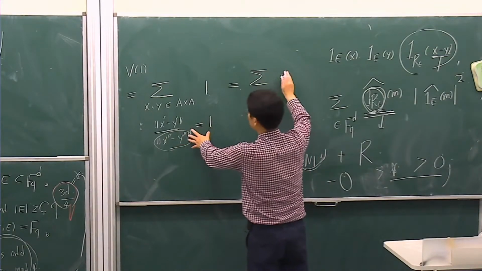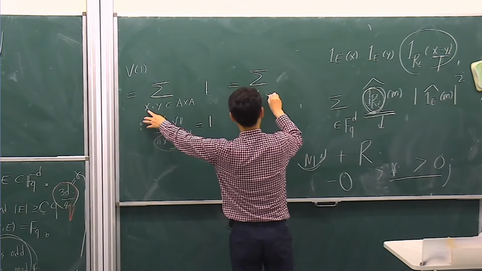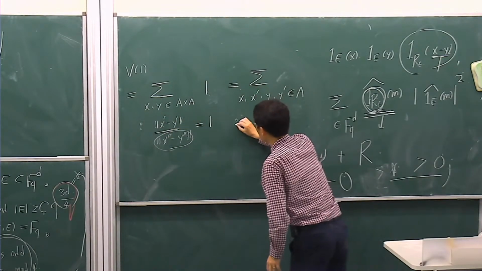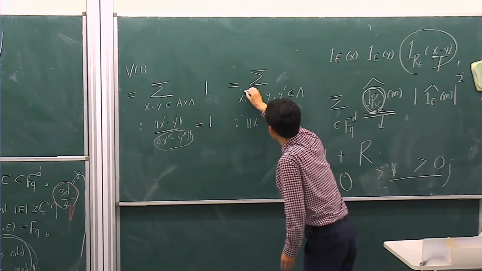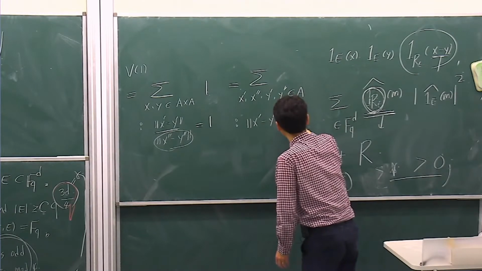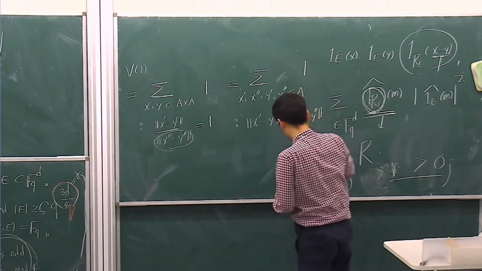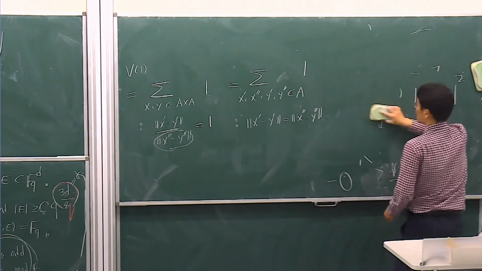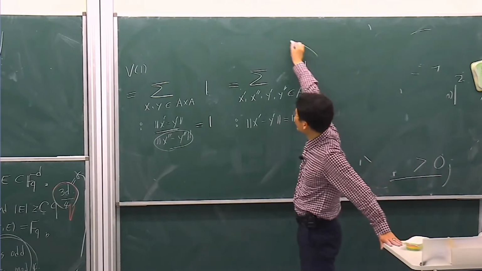But this is the same as, separate this: x prime, y prime in A such that, what is that? x2 prime, y prime, x2 prime, y2 prime. And you are familiar with this one, energy.